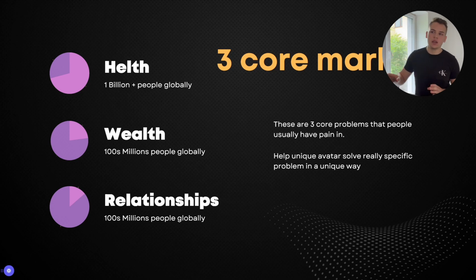We will go over that again. But right now, what are those 3 core markets? Health, wealth, and relationships. Everyone knows those markets, and a lot of people have problems with those. Nearly everyone has some problem in one of those 3 niches, okay?